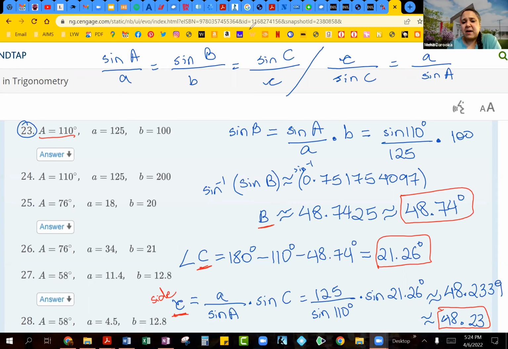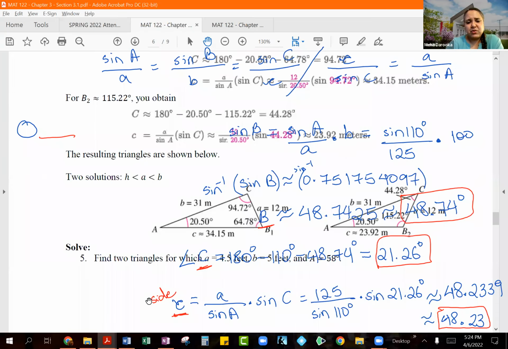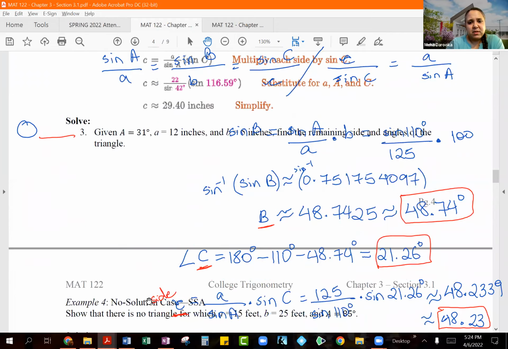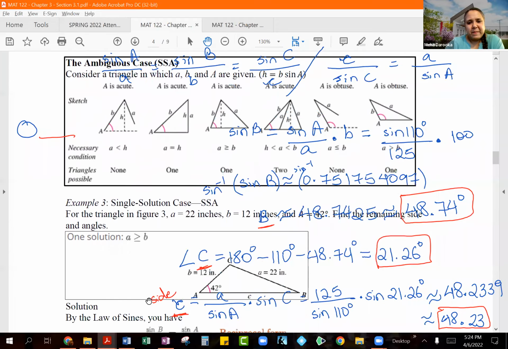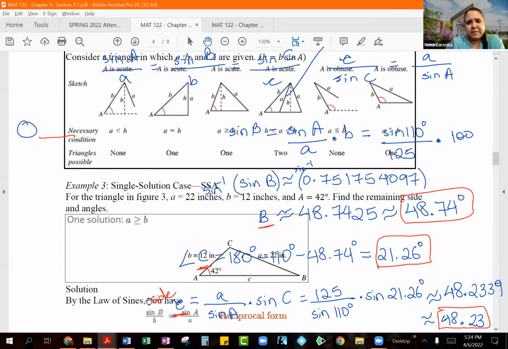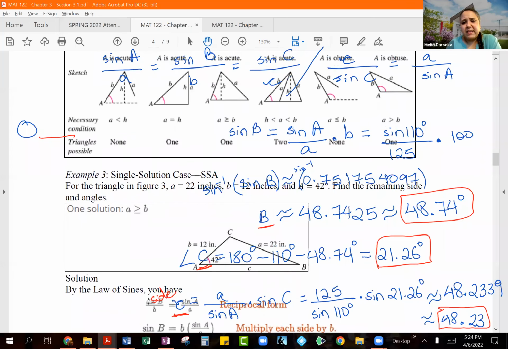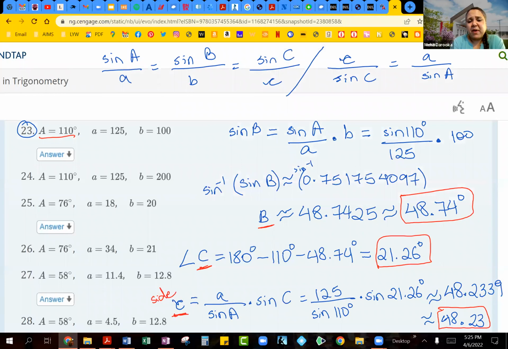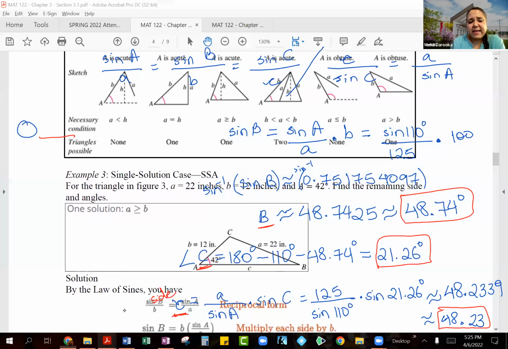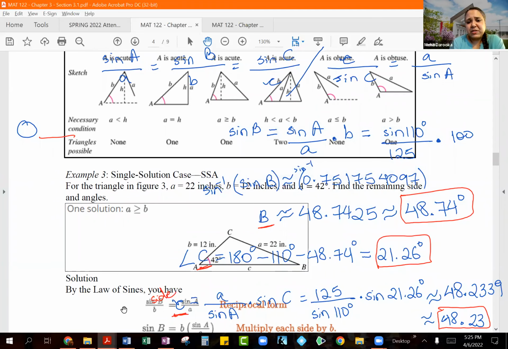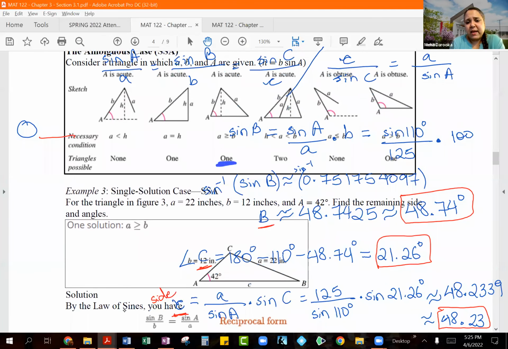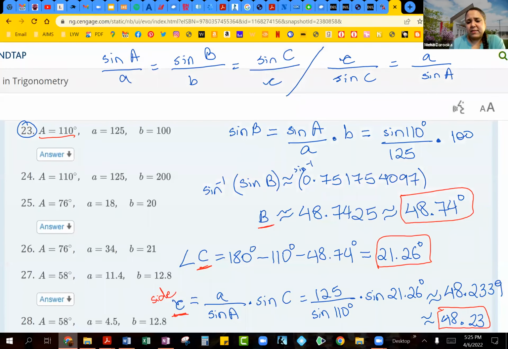So, obviously, as you can see, this was an example of one single triangle. And again, just to show you those conditions. This is if your side A is greater than your side B. And of course, our side A was 125, side B was 100. So this was side A greater than side B. So it's actually the third case that you are looking at over here. So that's the case that we looked at in this calculation.